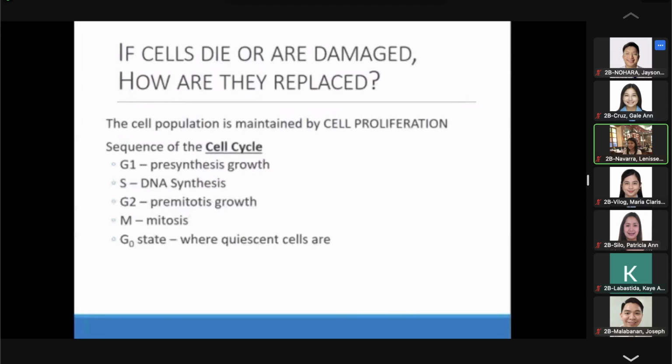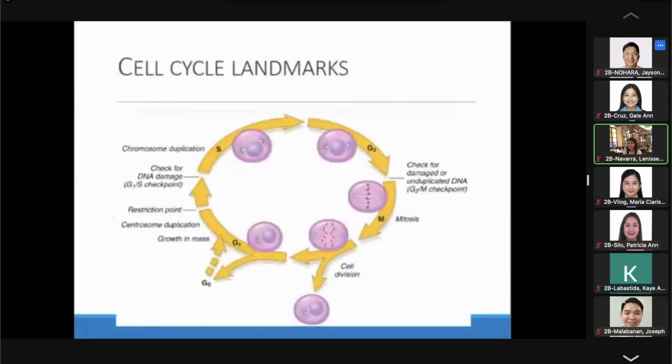However, continuously dividing cells, like epithelial cells, rarely enter the G0 state. So for cell cycle landmarks, this figure shows the cell cycle, and these areas are the checkpoints with the 2 stars. The G1/S monitors the integrity of DNA before irreversibly committing cellular resources to DNA replication. And then the G2, the second checkpoint, ensures accurate genetic replication before the cell actually divides.